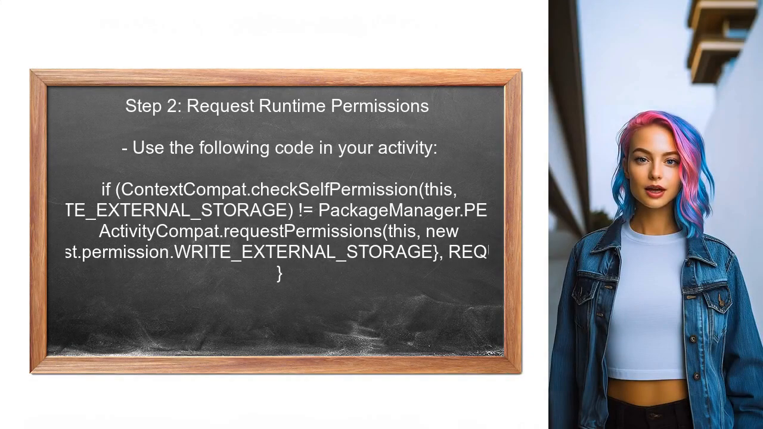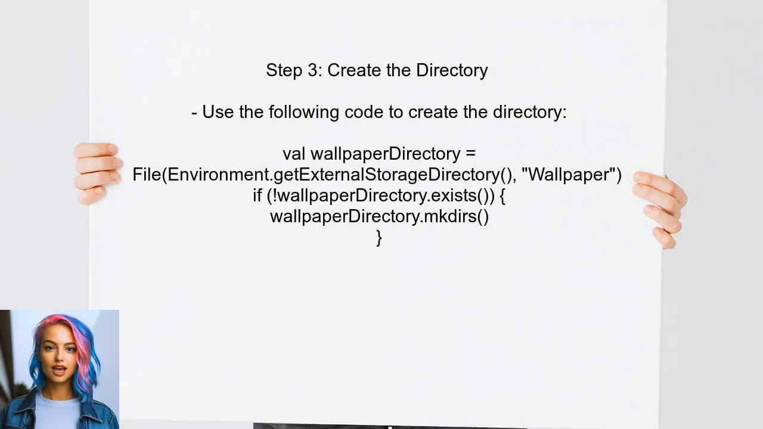Next, the user should request runtime permissions if they are targeting Android version 6 or higher. This is important because permissions must be granted at runtime for these versions. After ensuring permissions are in place, the user can create the directory. It's important to use the correct path for the external storage directory.